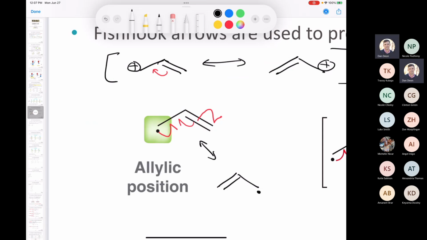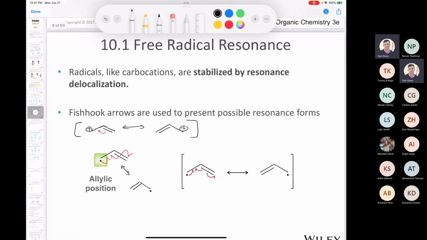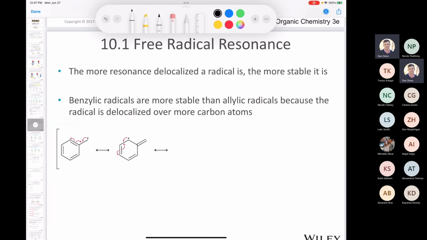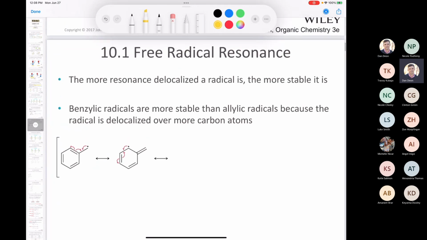Because we're going to put them into practice, and we're going to look at a problem now where we have a benzylic radical, and we're going to look at the resonance structures of that benzylic radical. Just like carbocations, the more resonance delocalized a radical is, the more stable it is. Remember, electrons are like hyperactive children. If you give them more room to run around, supposedly they'll calm down, they become more relaxed. So a radical is the same thing. If you give it more space to be delocalized, it's going to increase the stability.